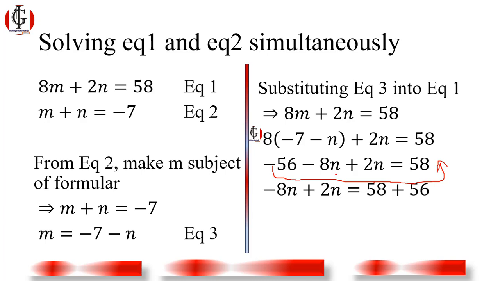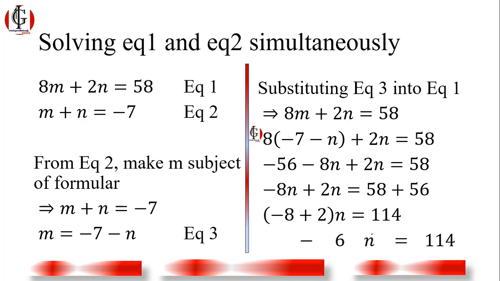58 plus 56. So n is common. If I factor n out from minus 8n plus 2n, I'm going to have minus 8 plus 2, times n, equals 114. 58 plus 56 is 114. So I'm going to have minus 6n equals 114.